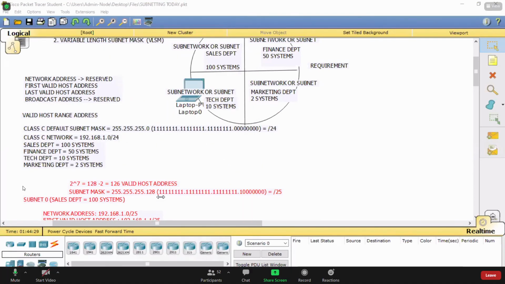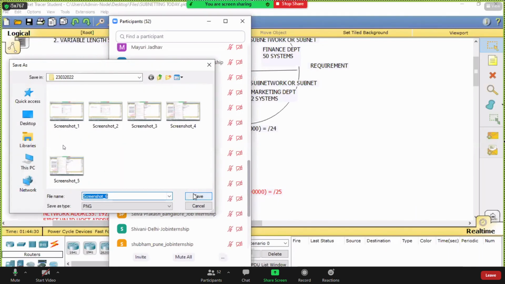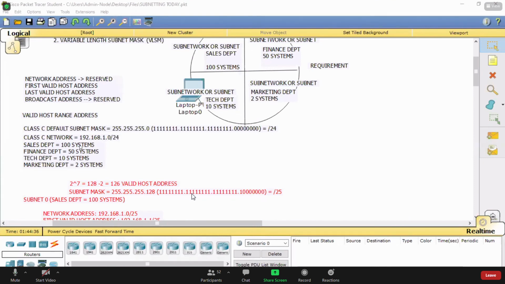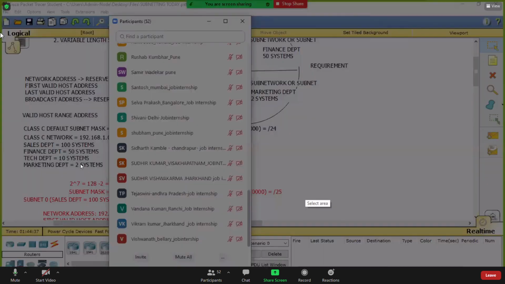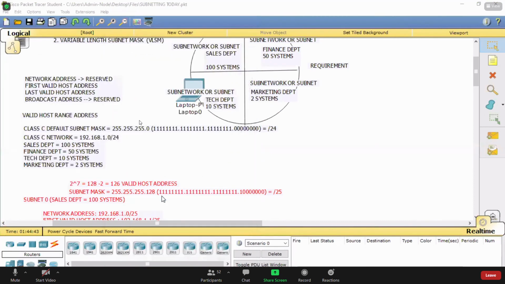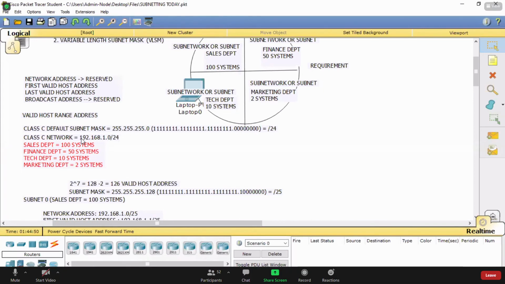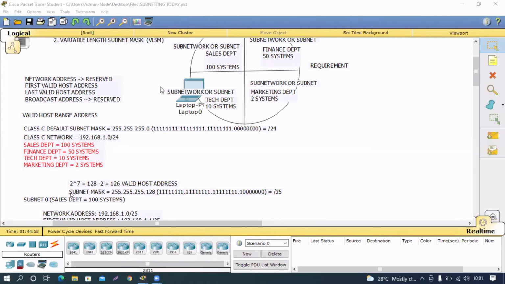Tell me. Always start from the highest, then go to the lowest. You can see that I have also started from the highest, right? So always sort it out in the proper order. Don't start from the lowest and then go to the highest. Always do the subnetting from highest to lowest only.